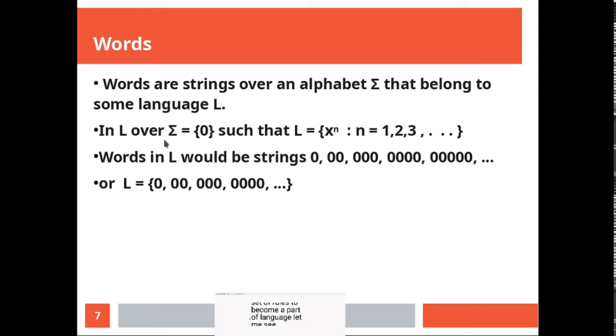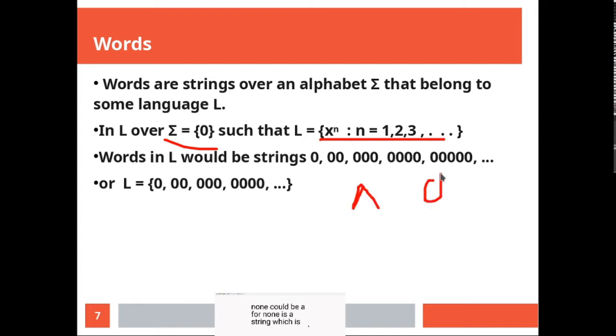Let me take this example again. You have alphabet sigma. You have a rule which says that you have any possible combinations of input symbols in your alphabet, but that should start with one, length 1 at least. So the possible words are 0, 00, 000, and so on, but null is a string which is basically x to the power 0, that is, no length.